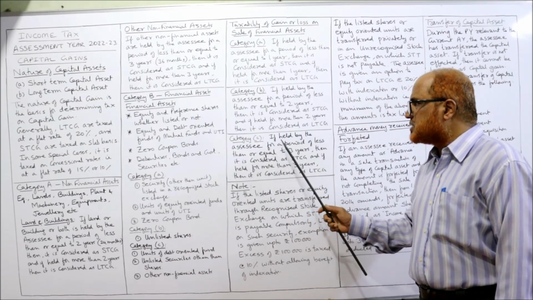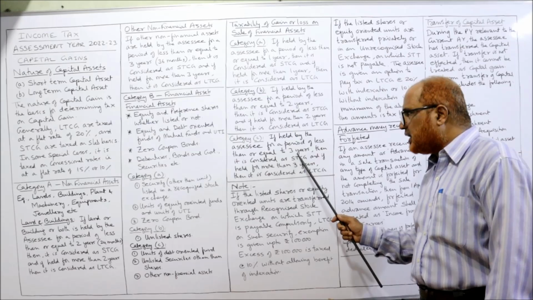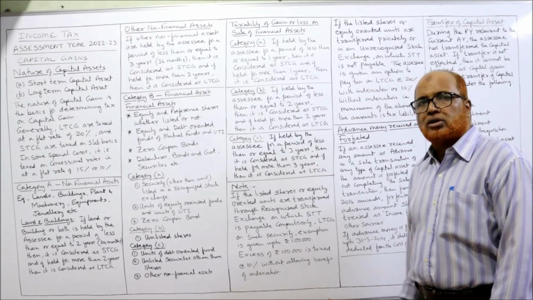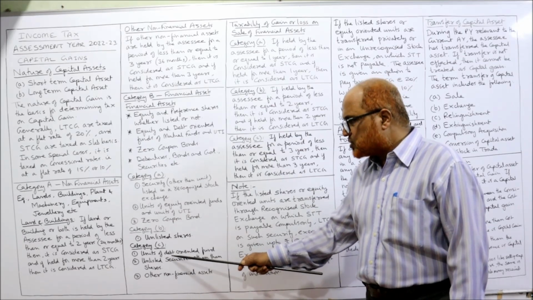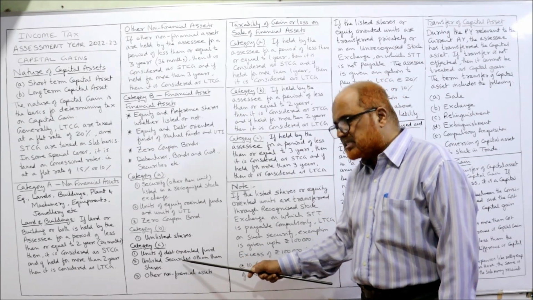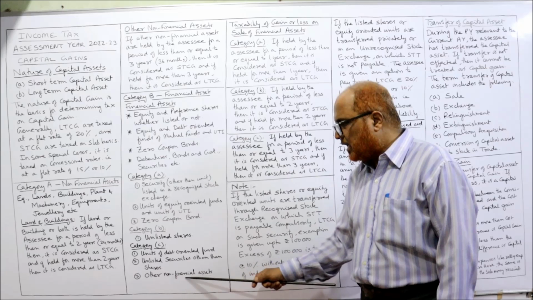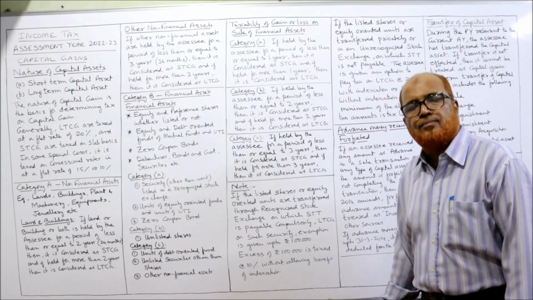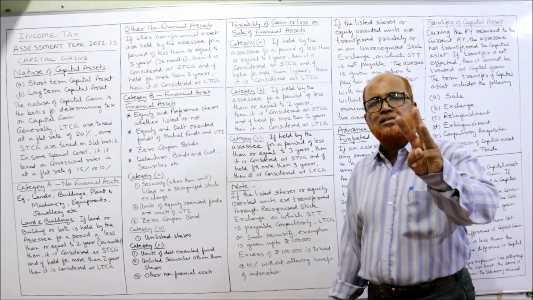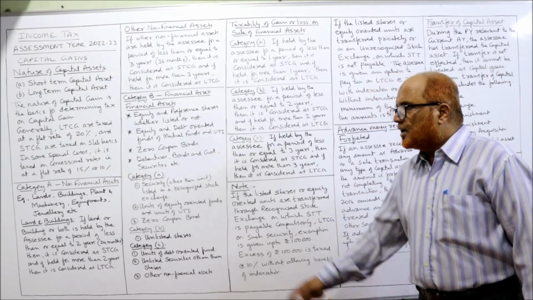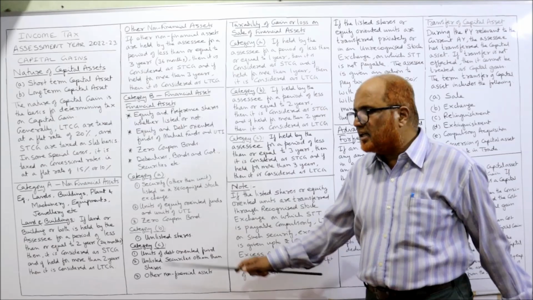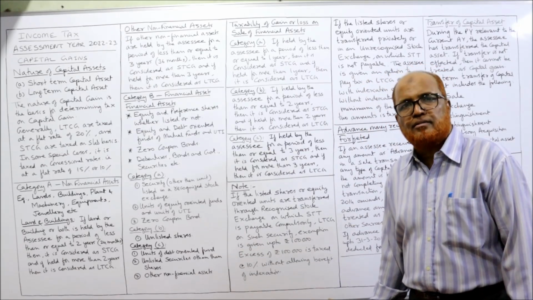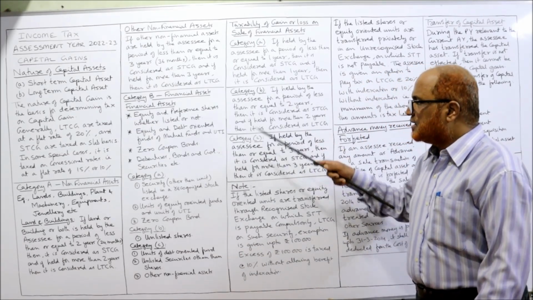Now C category. If held by the assessee for a period of less than or equal to 3 years, then it is considered as short-term. Here the holding period is 3 years. Which one? C category. Units of debt-oriented funds, unlisted security other than shares, or any other non-financial asset. For this category, holding period is 3 years. Again I repeat. Category A, 1 year. Category B, 2 years. Category C, 3 years. Right? This is the taxability.